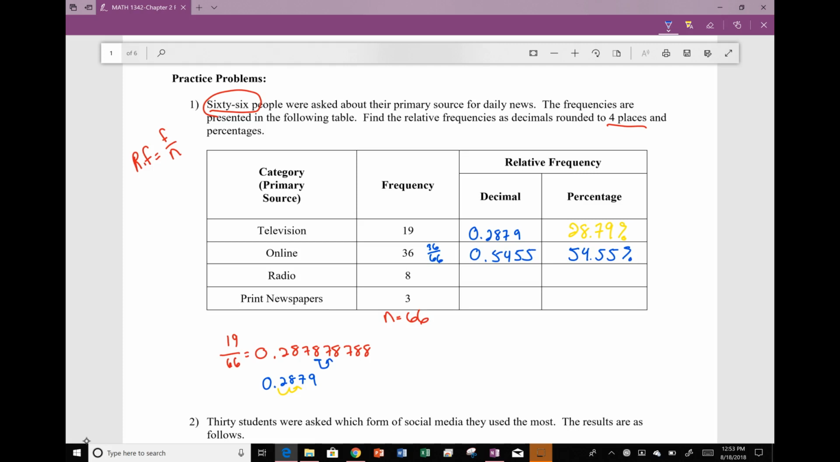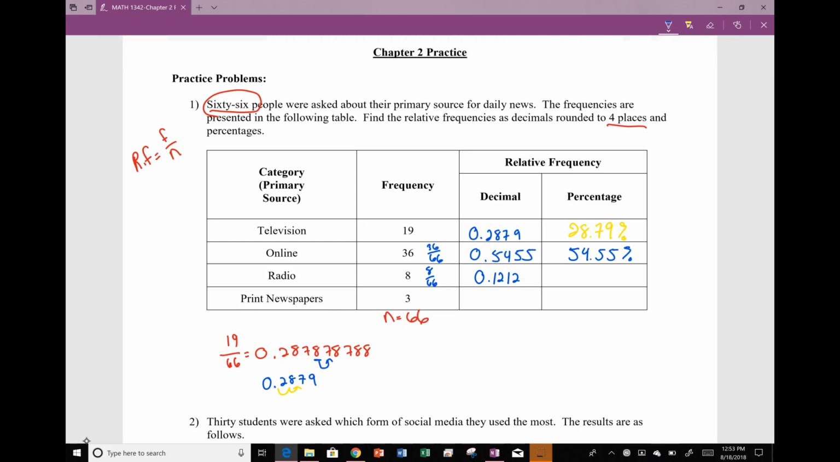Those that get their primary source of news from the radio is going to be 8 divided by 66. That will be 0.1212, rounded properly. To get the percentage, we're going to move the decimal place over 2 times, 12.12%. Now notice I'm not putting the percentage signs here, but I am here. It's because I have altered this number by multiplying it by 100. That changes it into a percentage. So please be careful and make sure that you're using the proper symbols and notation on these.